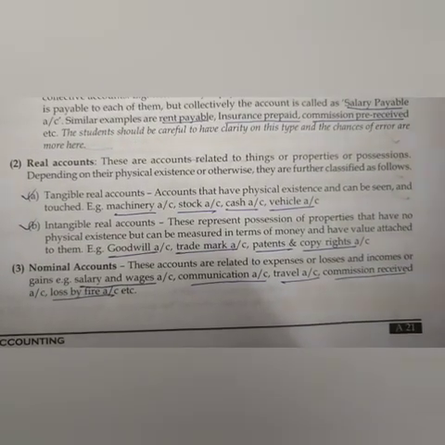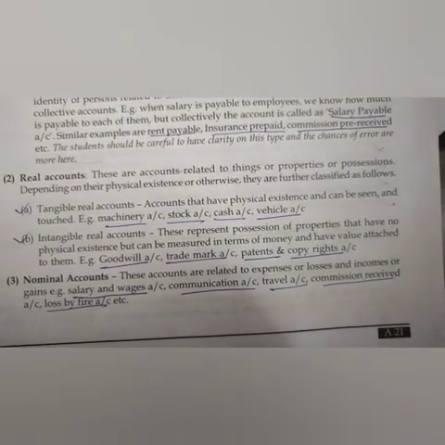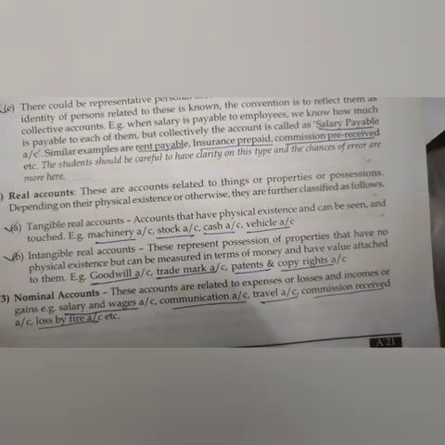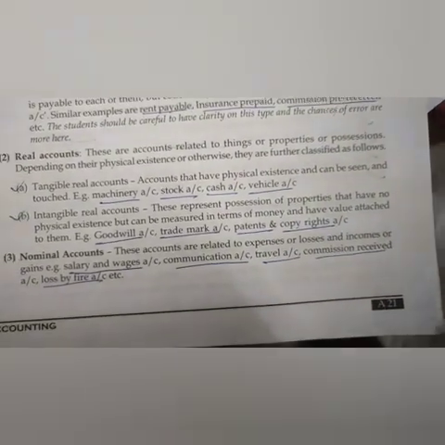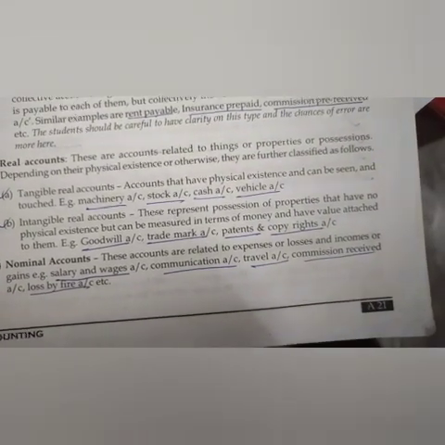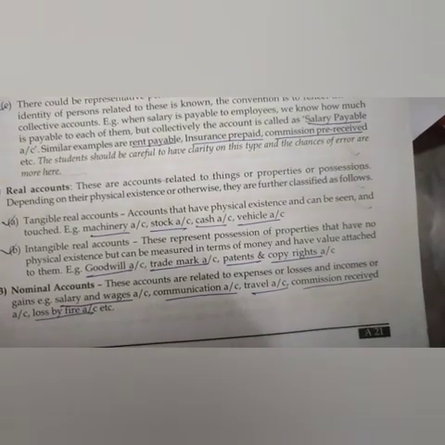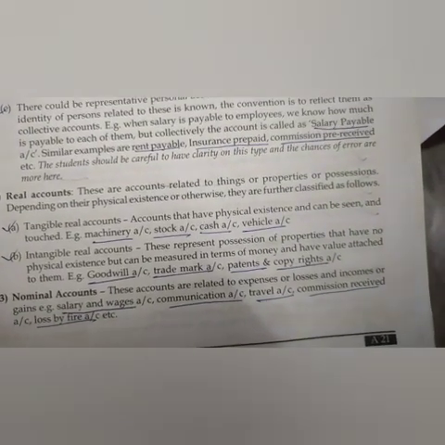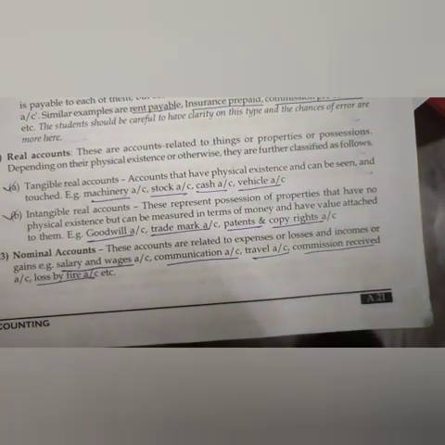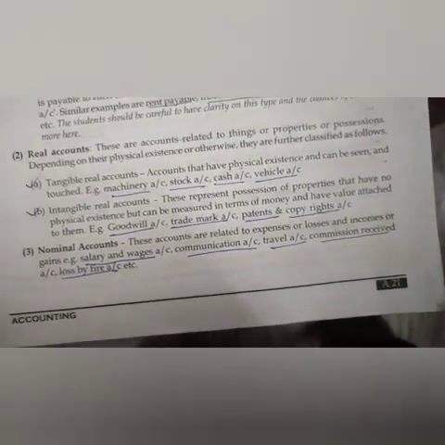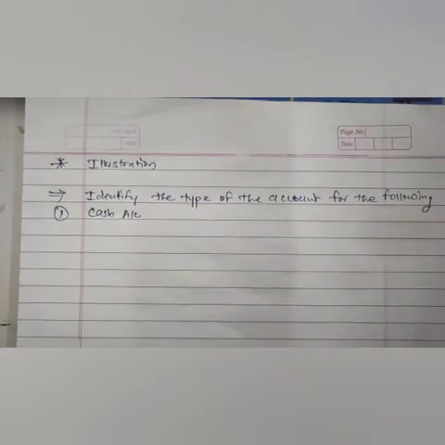A nominal account: these accounts are related to the expenses or the losses and the incomes or the gains. Example: salary and wages, communication account, travel account, commissions received and loss by fire account. Illustration: let us see one example related to the above subtopic we have learned today.